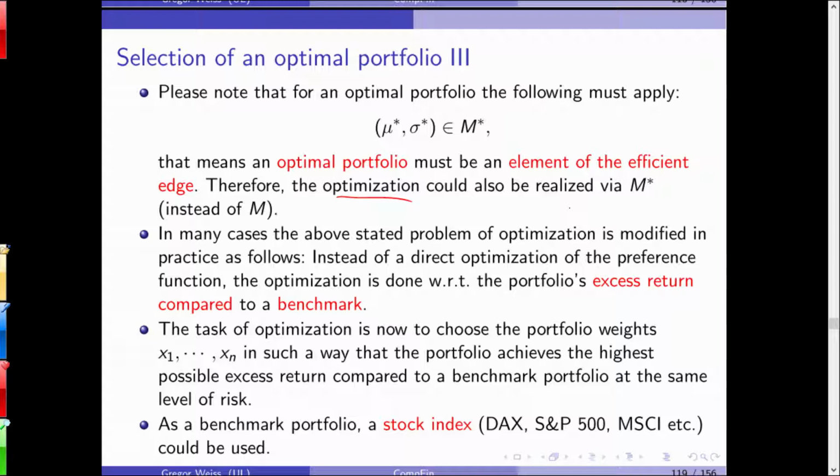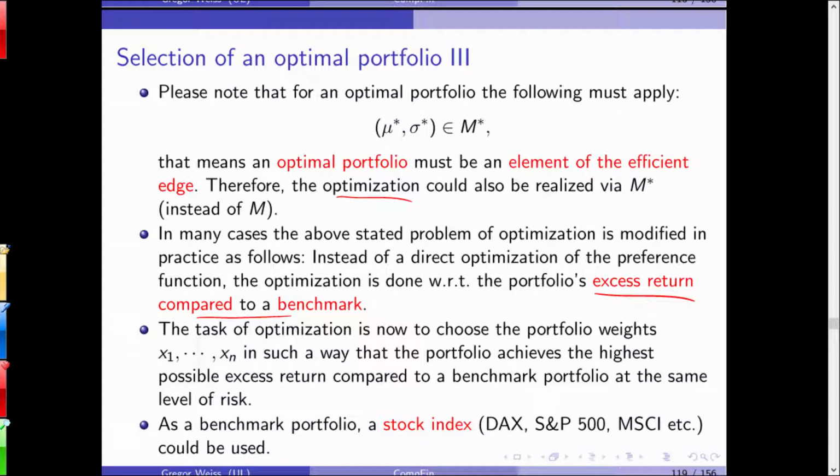In many cases, one could go one step further and optimize not just with respect to the expected return, but with respect to the portfolio's excess return compared to a benchmark. This is what every one of us would do probably. We have a common general understanding of what the risk-free rate currently is. We would probably assume it's 0. And in normal cases, one would assume that the risk-free rate is, let's say, 2%.